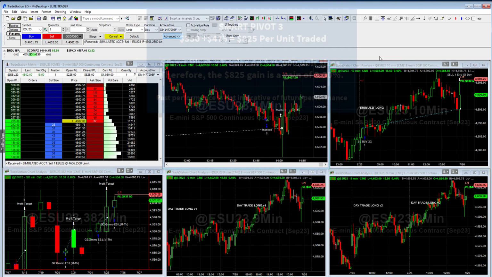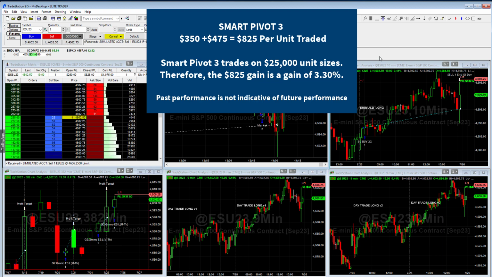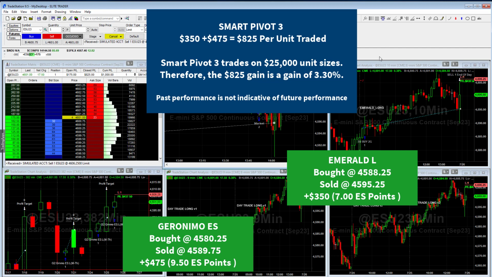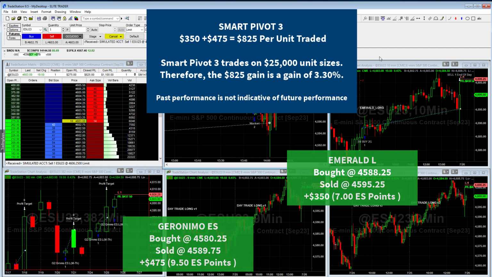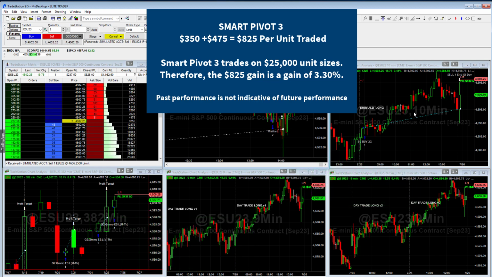The Smart Pivot 3, that one trades 3 strategies, and right now it's trained to trade the Geronimo ES, the Emerald Long, and the day trade. And so it also saw both those trades, so also saw the $825 gain. But the difference is this one trades on $25,000 unit sizes, and so the $825 gain is a little bit higher on a percent basis, about 3.3%. But I think that's the main stuff I wanted to show you.